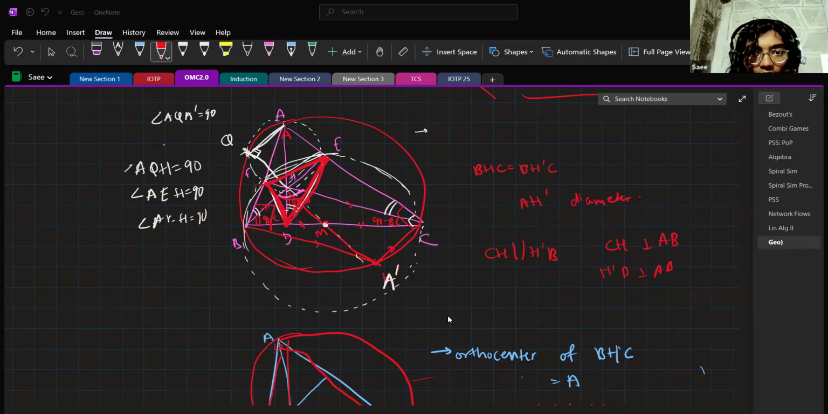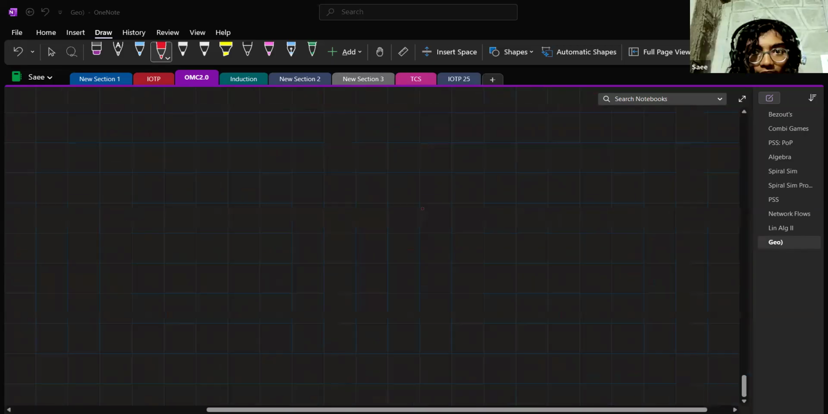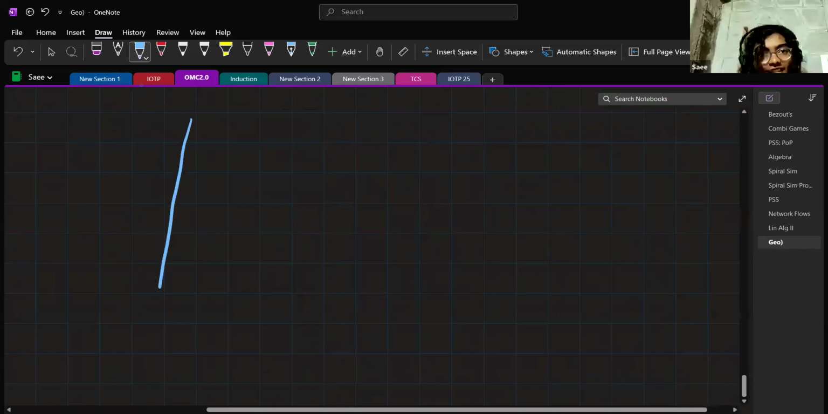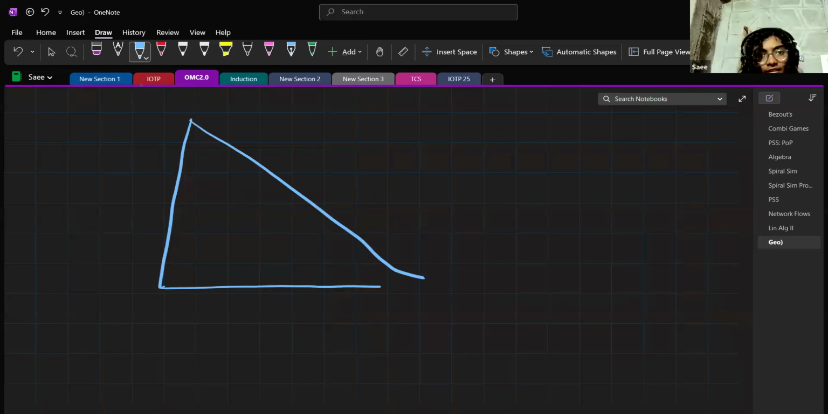Okay, quite cool. Another nice concurrency fact I really like. I was very blown away when I saw it for the first time. Let's again start with the triangle ABC, and let's give me any 3 points D, E, F on the 3 sides. Any 3 points at all.